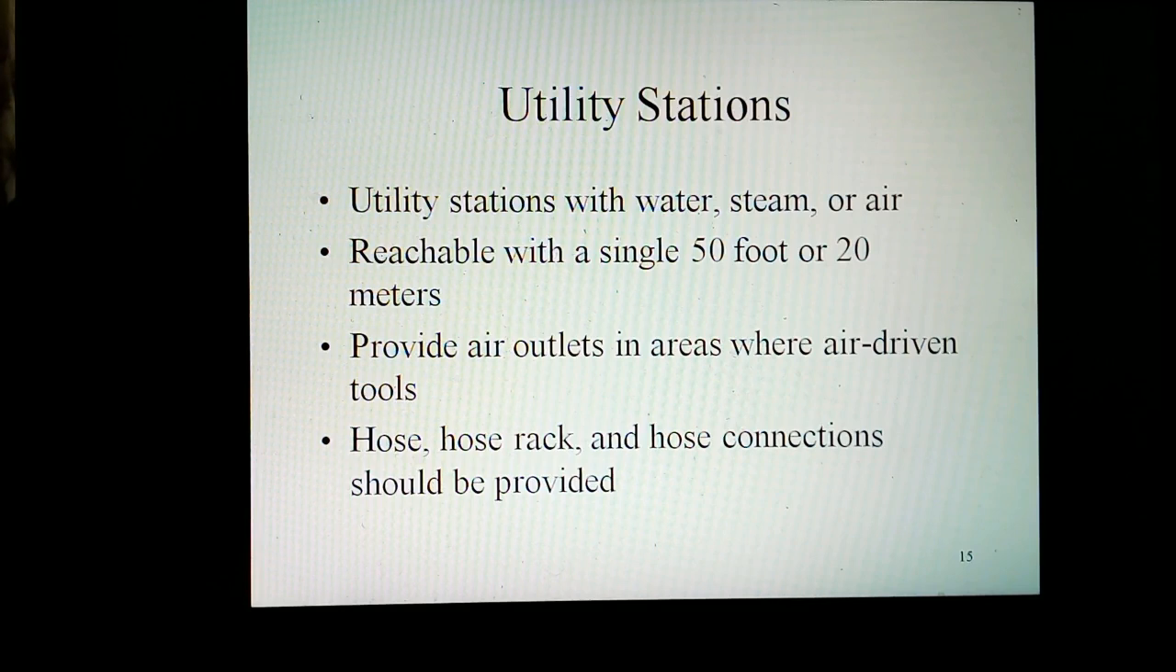during maintenance. Provide air outlets in areas where air-driven tools are used, such as at exchangers, both ends of heaters, compressor area, top platform of reactors, and on columns at each manway. Hose rack and hose connections should be provided by the client or be purchased to match the client's existing hardware.